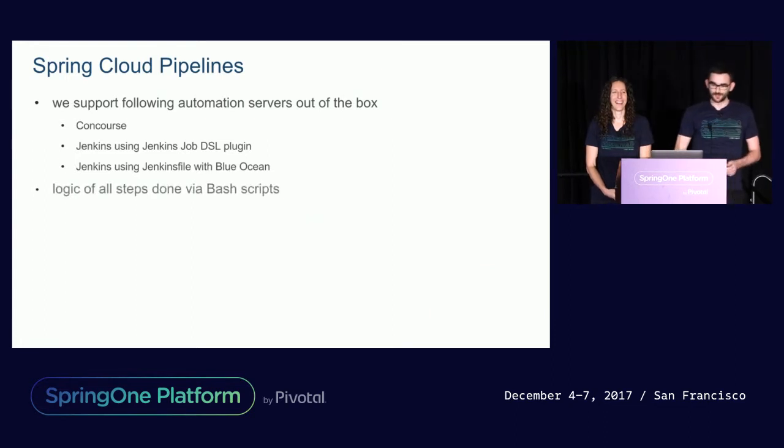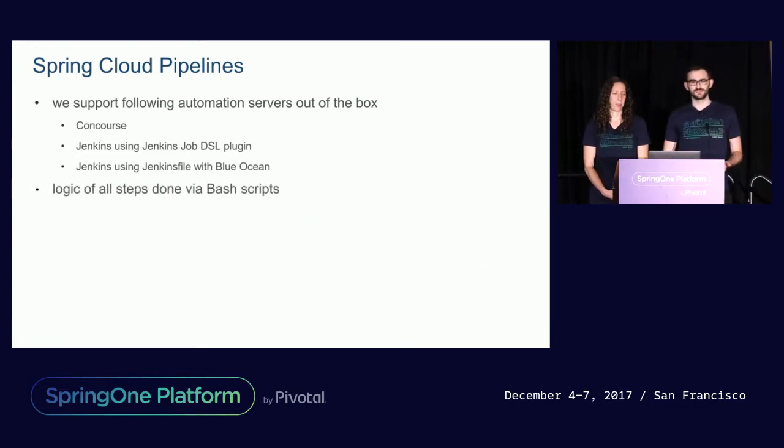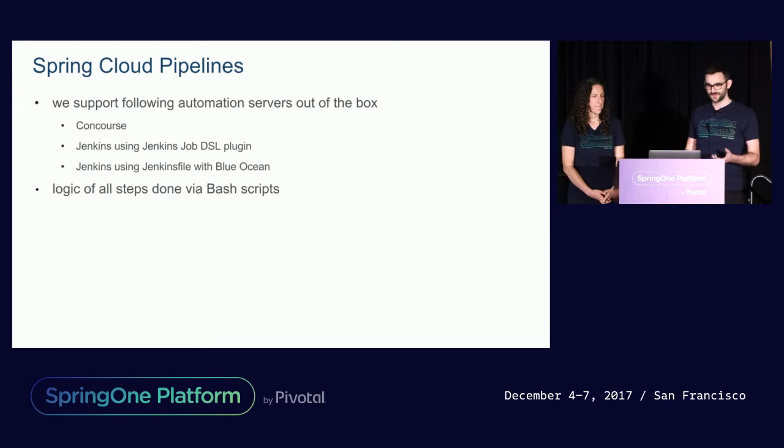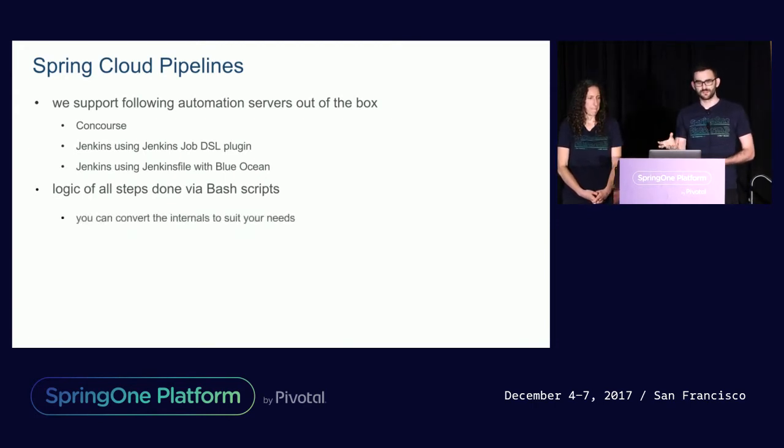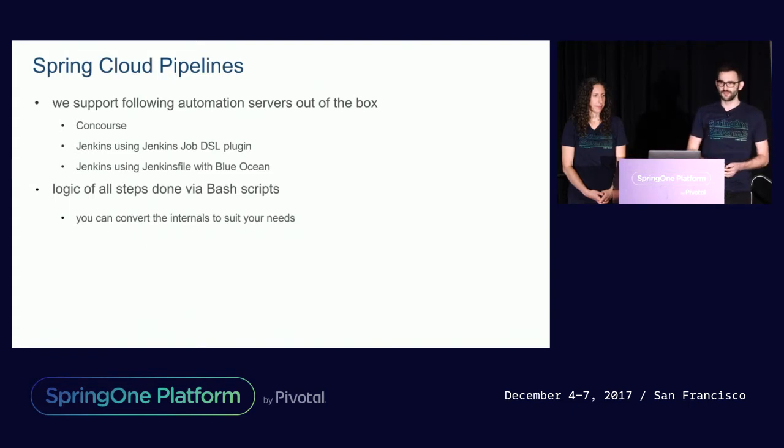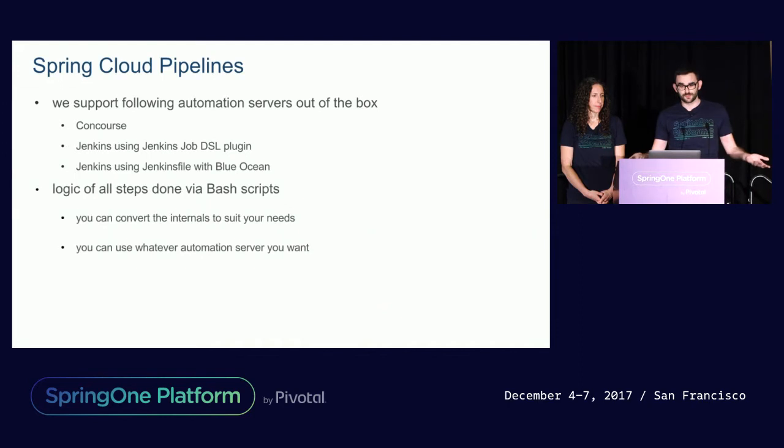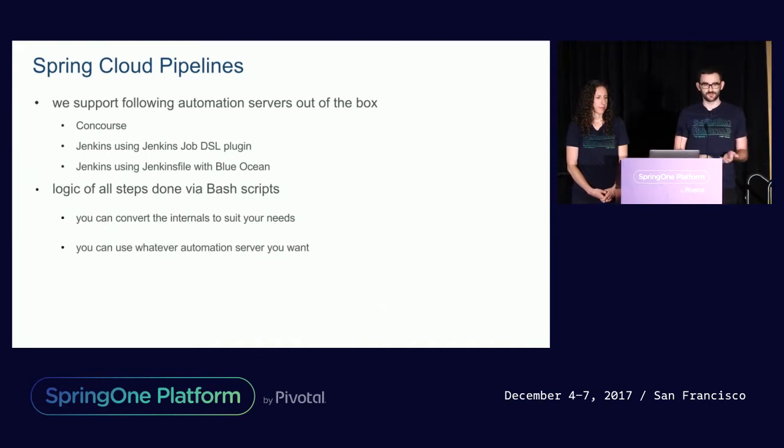Good. So the logic of all steps in Spring Cloud Pipelines is done via bash scripts, right? Which means that you can convert the internals to suit your needs. So if you don't like the way we've done this, in this opinionated way, you can easily change it. And actually, you can use whatever automation server you want, because these are bash scripts. It's enough to execute them and set some environment variables.